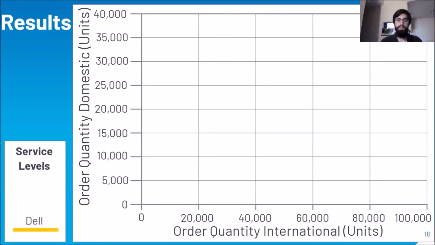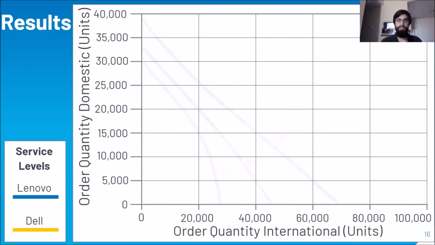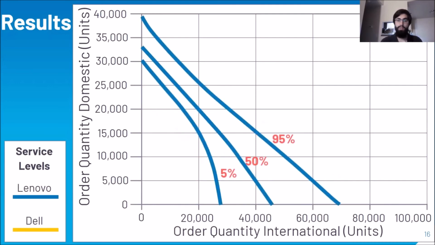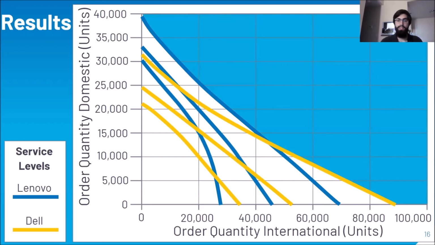We plotted the service level lines. These look a little bit different as each line represents an individual service level. These represent 5, 50, and 95%. The plot for Lenovo looks like this. It looks a little different because they required a different bin and a different quantity. After putting both together, we define this space as a space that we can work in because this is where the 95% service level is met for both of our assemblers.